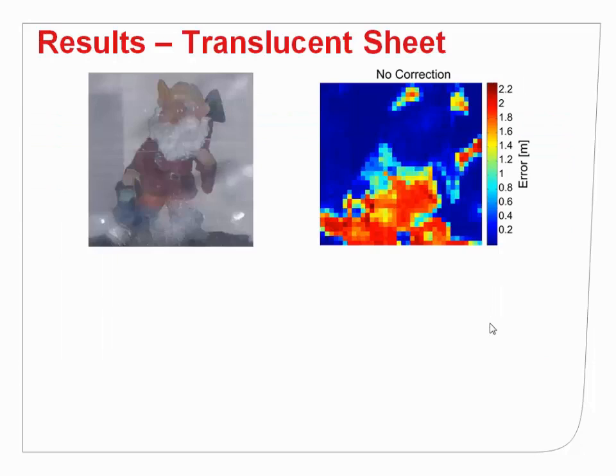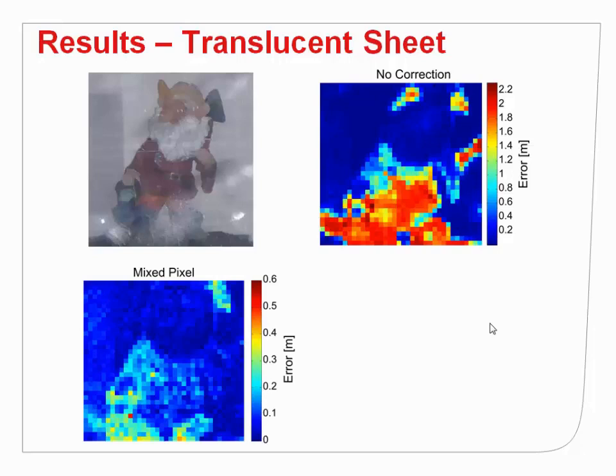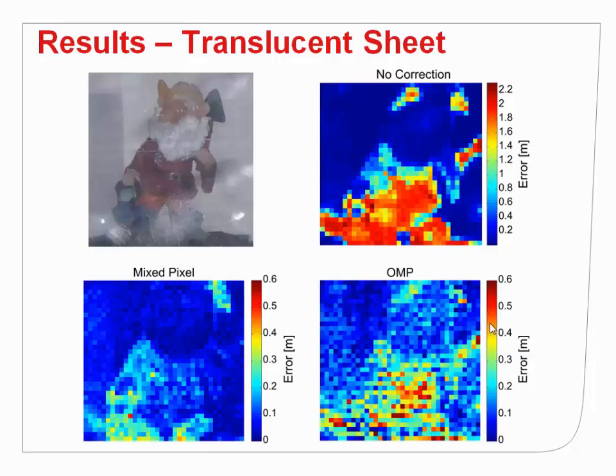So for the results of measuring the garden gnome. Here is the distance error of the garden gnome when there is no correction. Here some parts of the garden gnome are out by 2.2 meters. In the case where we use the mixed pixel restoration, most of the garden gnome is less than 10 centimeters of error. And remember, the garden gnome is over 2 meters away from the camera. In the case of using OMP, most of the gnome is again reduced significantly. However, due to non-linearities between the frequencies, there is increased noise.